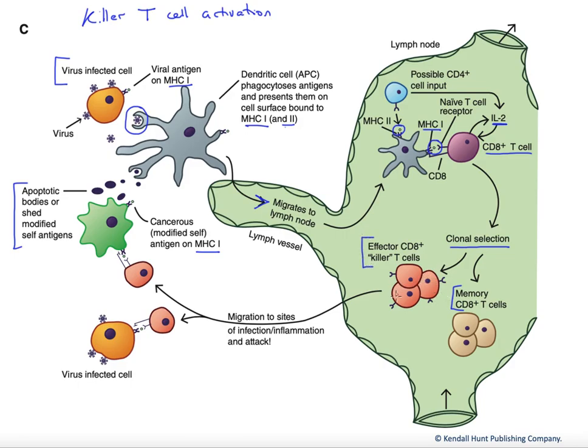Now, these will migrate out of the lymphatic system into the interstitium, into the bloodstream. They get drawn out chemotactically at sites of infection and inflammation. And those activated CD8 T cells will recognize that same foreign antigen now, right? And once they contact those infected cells or those cancerous cells, they release a series of cytotoxic proteins that will create pores in the membrane and also initiate apoptosis, causing those virally infected or cancerous cells to die.